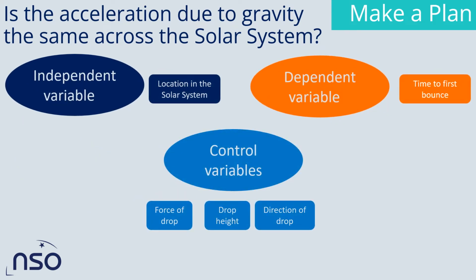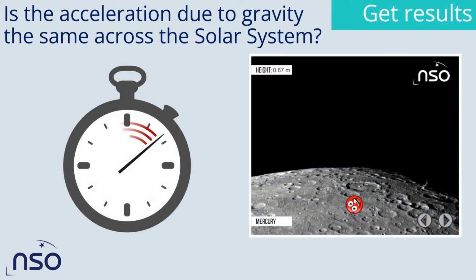So you have decided what your independent and dependent variables are. The other things you could have changed are your control variables. You must keep these the same each time, otherwise they could affect your results and the test won't be a fair one. Drop the ball from your set distance and measure your dependent variable.